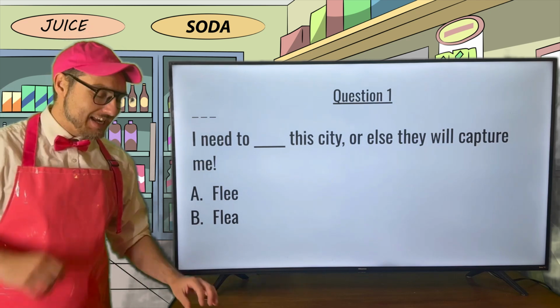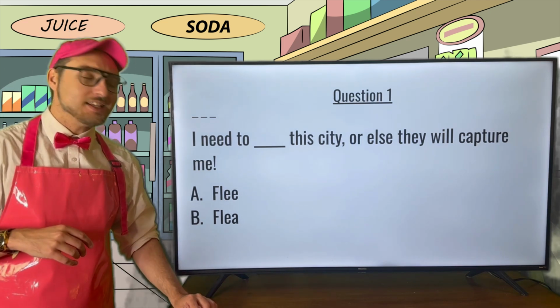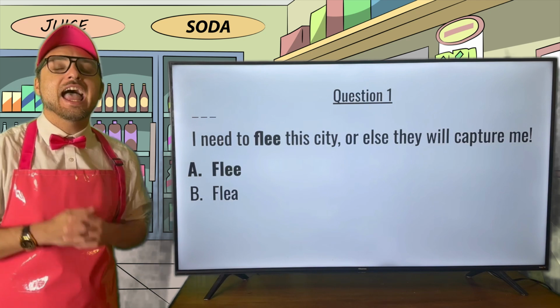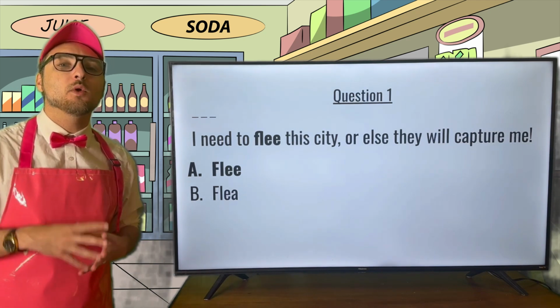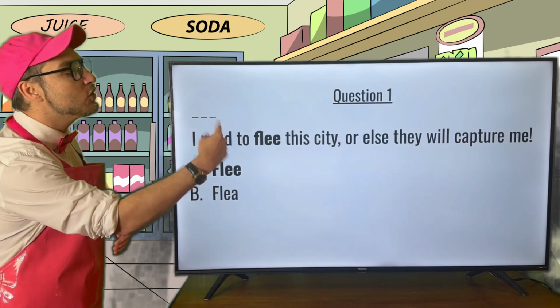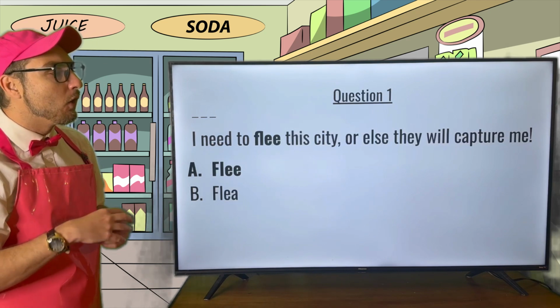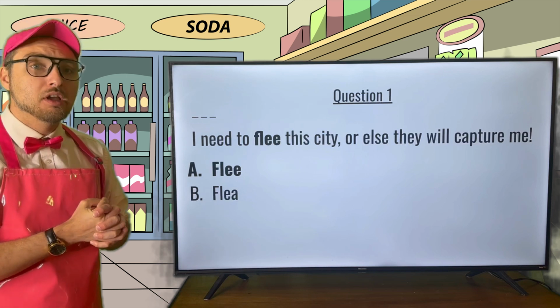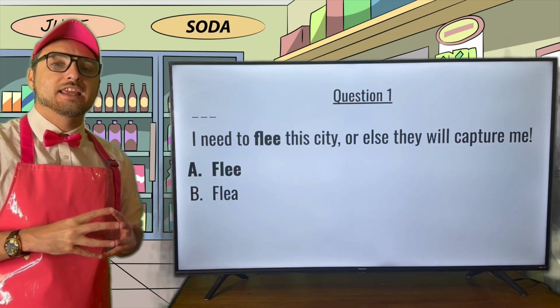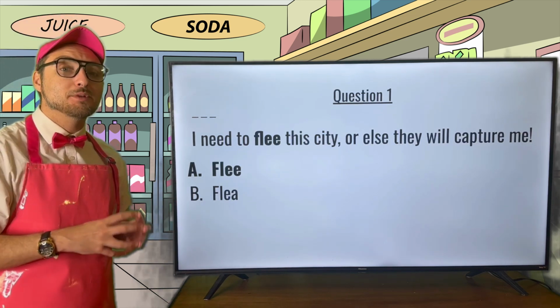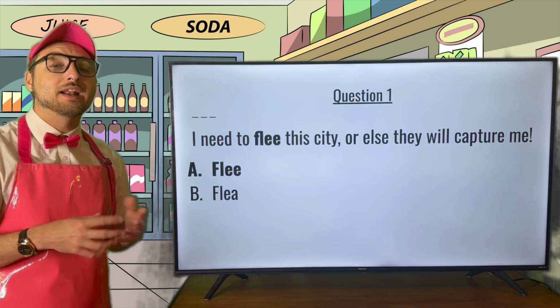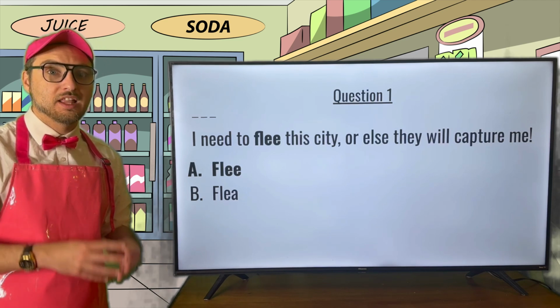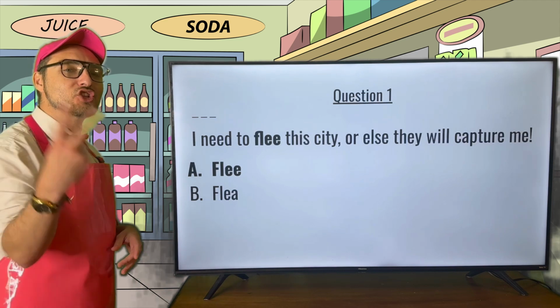Alrighty, here's the answer. The correct answer is flee, F-L-E-E, to run away. It's a verb. We had to run away from the city, or else they would have captured me. So, again, this is used as a verb to show an action of running away from danger. Let's go on to question two.